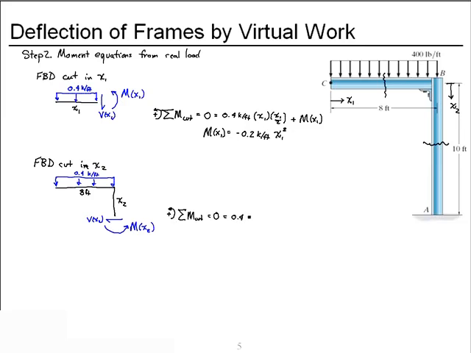Get the contribution from the uniform distributed load, which acts over a length of 8 feet, turns it into the force resultant, at a distance of 8 feet over 2, being the location of the resultant. We add in our unknown moment as a function of x2. Solve that, and my equation for moment is a minus 12.8 foot kips. My equation is actually a constant, which makes sense because there's no shear between A and B, so the moment diagram should be constant.